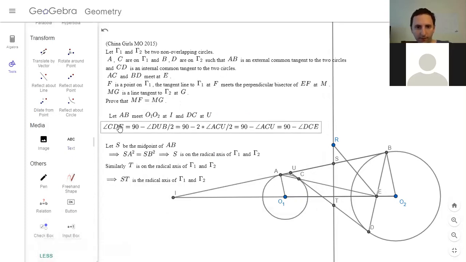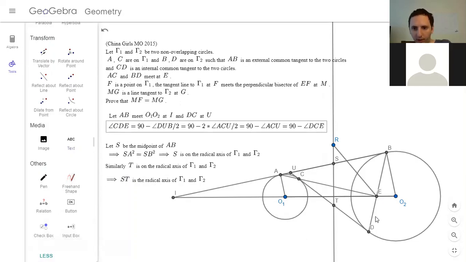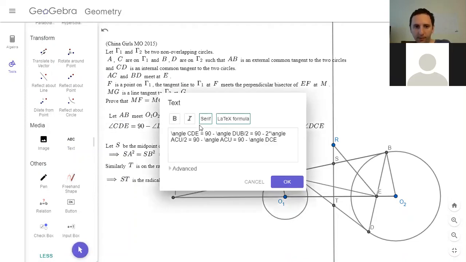Okay, so we have angle CDE is 90 minus DUB over 2, because, yes, which is 90 minus twice angle ACU over 2, which is 90 minus angle ACU. Okay, so that means that AC is perpendicular to BD.